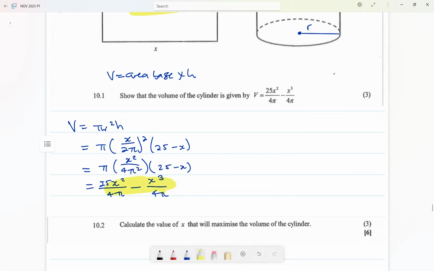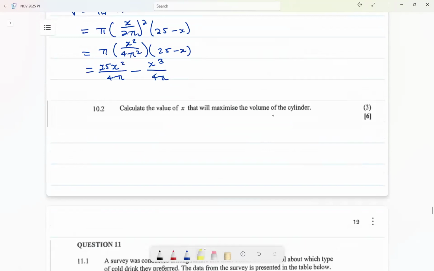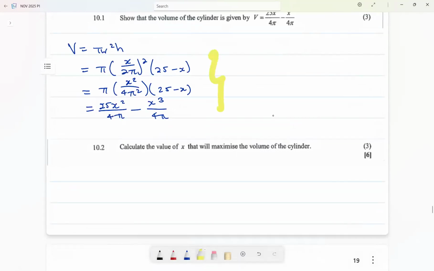So this is how it was found, by the way. That formula, not bad at all. If you did not manage, what I like to say is, if you can't prove this type of question, just move on to 10.2 because there are high chances you're going to get it correct. Why? Because they want you to calculate the value of x that will maximize the volume. For something to become maximized, I always tell my students that you need to take the derivative.